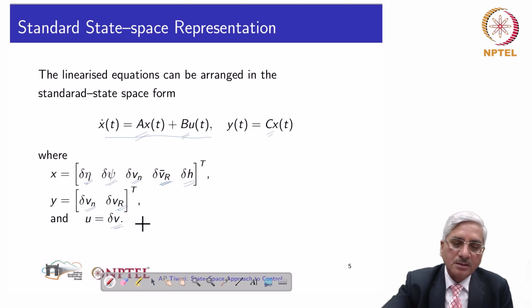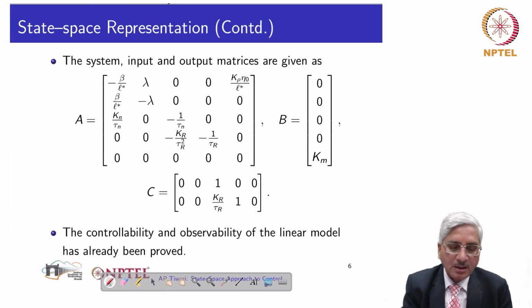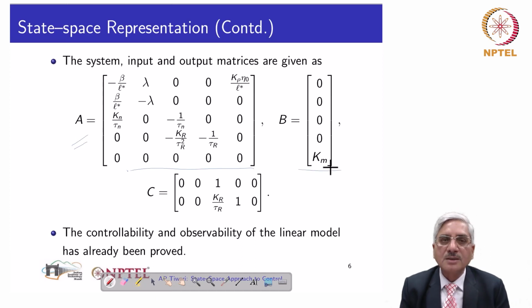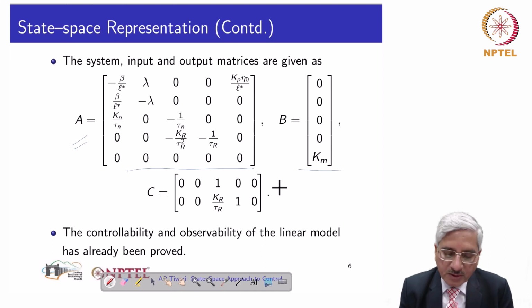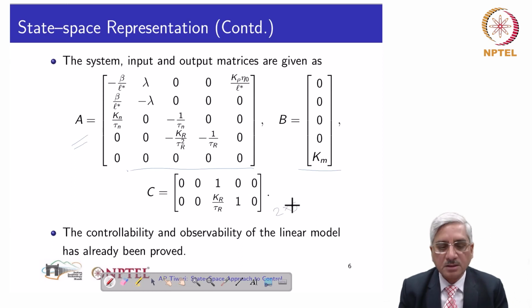Now this system is given. The values of A, B and C are like this. A is a 5 by 5 matrix given like this. B is a 5 by 1 matrix given like this. There is only one input. And C, because there are two outputs, it has 2 rows and 5 columns. So 2 by 5 matrix. This A, B, C is known. And we have already proved in the preceding lectures the controllability and observability of the system. The system is fully controllable and observable.